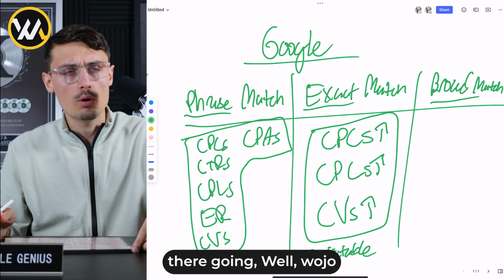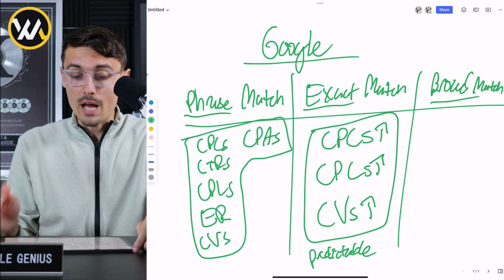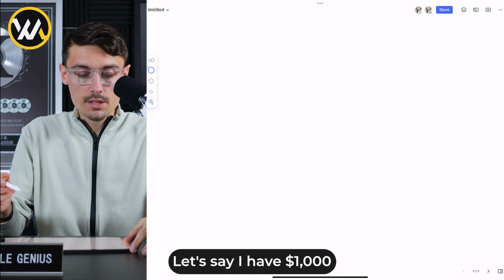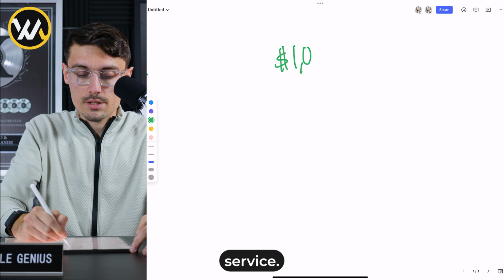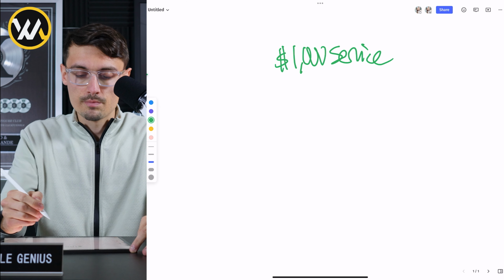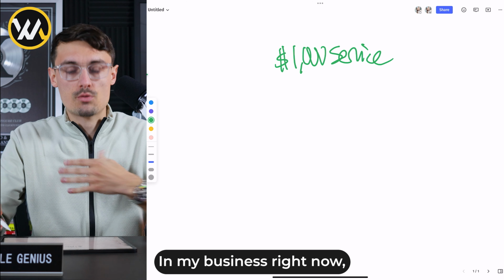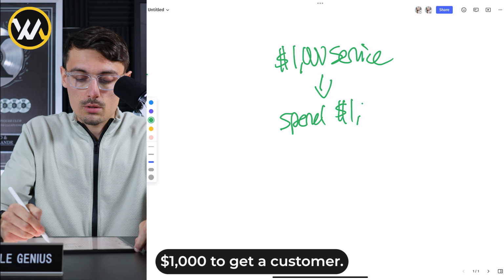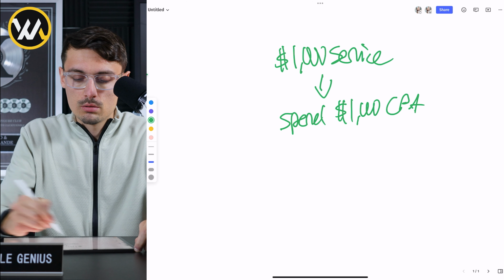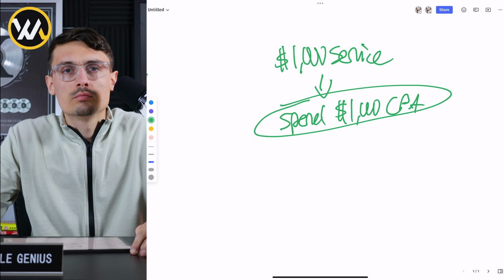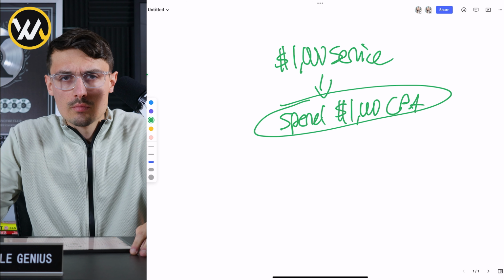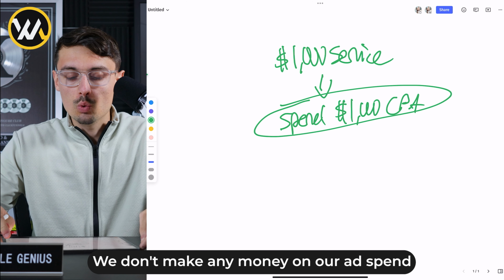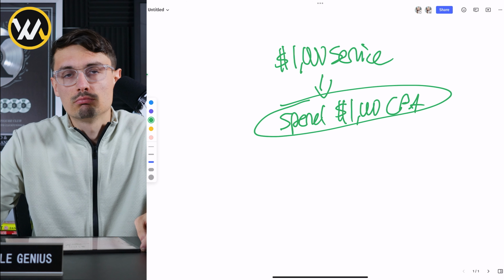And you might be sitting there going, well, Wojo, we're spending more money. Why is that predictable? I would rather pay if I have, and let's just do a quick breakdown here. Let's say I have a $1,000 service. In my business right now, I would be willing to spend $1,000 to get a customer. And that might shock some of you. Why? Just to give you guys context, we spend around $14,000 a day on Facebook. We don't make any money on our ad spend.